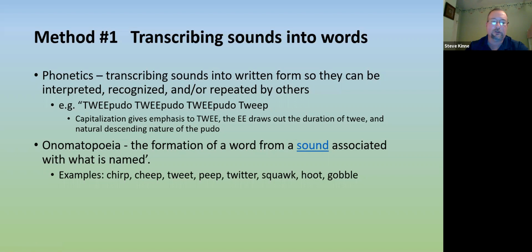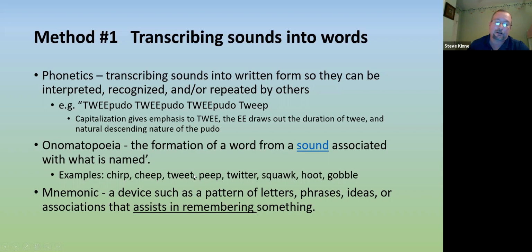Another way that we do this, sometimes we use onomatopoeia, and I'm sure most of you have heard that before. Things like chirp, cheep, and tweet. We don't use them very often. If you talk about a hoot for an owl or a gobble of a turkey, yes, but most of these other ones are pretty non-specific and not terribly useful for us. But the one that is very helpful and that we use a lot is mnemonics. Basically, a mnemonic is a kind of memory aid. It's some pattern of letters, phrases, ideas, whatever, that assists you in remembering it. I'll go through several examples of mnemonics that we would use as a way to remember or identify birds.